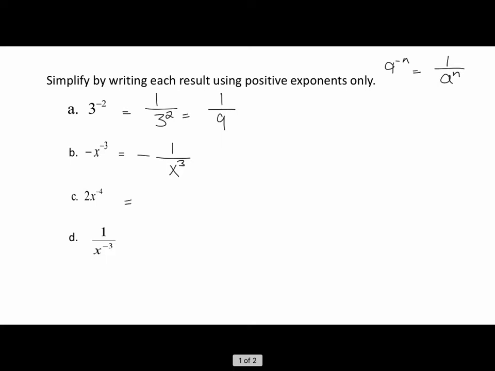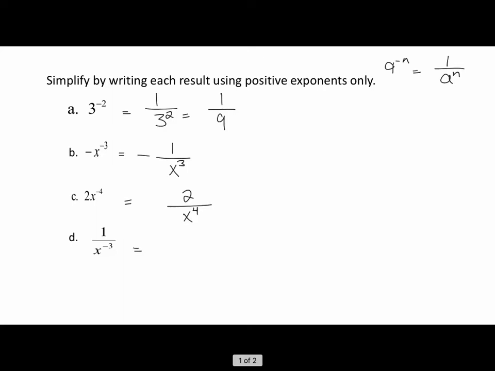Example C, the base of the negative exponent is x, so that base moves over a division bar and becomes a positive 4 exponent. What about the 2? It stays in the numerator where it already is.